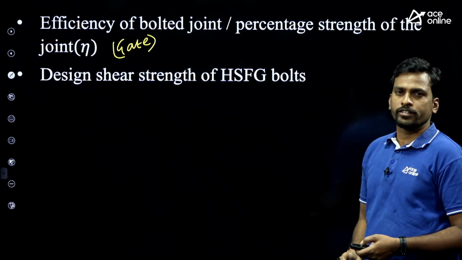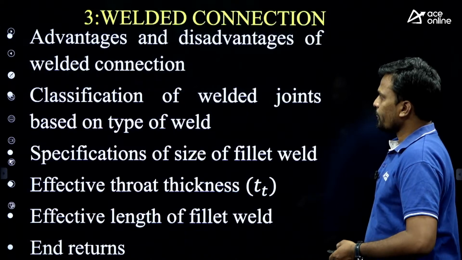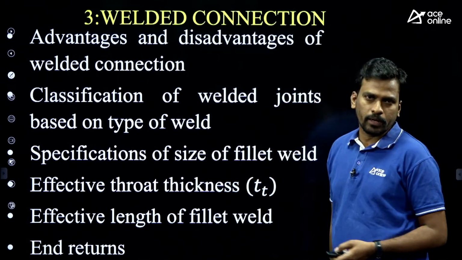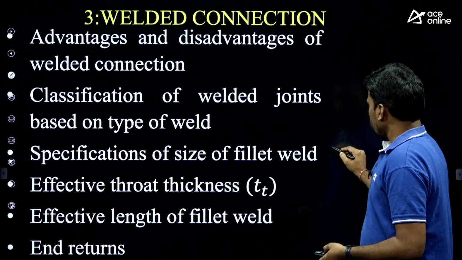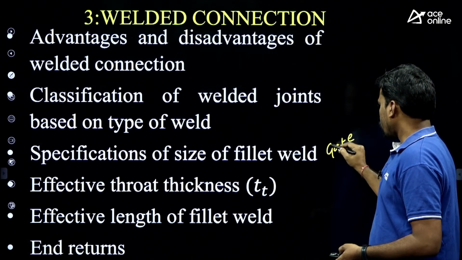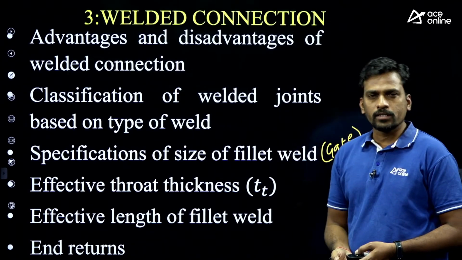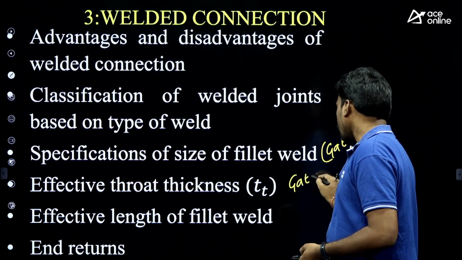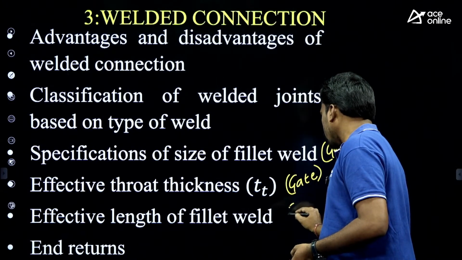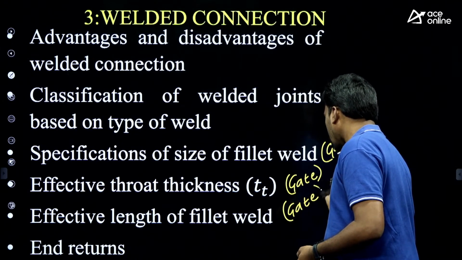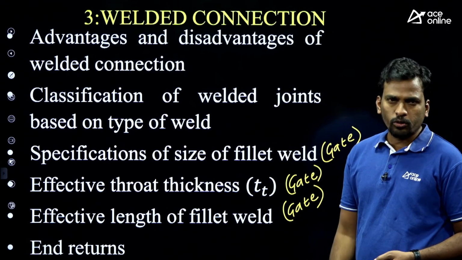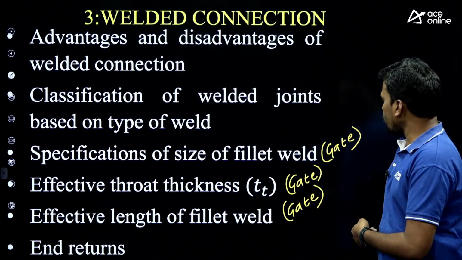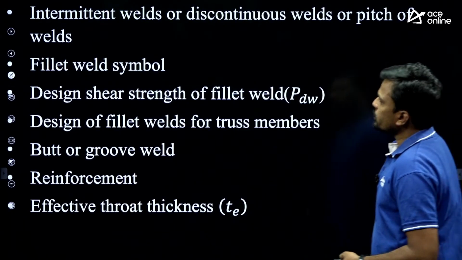Now we'll see the third chapter, welded connection. In welded connection, IES people, you have to revise each and every topic, and GATE people here, specifications of size of fillet weld, that is minimum size, maximum size of fillet weld, and effective throat thickness, effective length of fillet weld, because there is a possibility of asking one numerical question. To solve that numerical question, you have to remember these codal provisions.